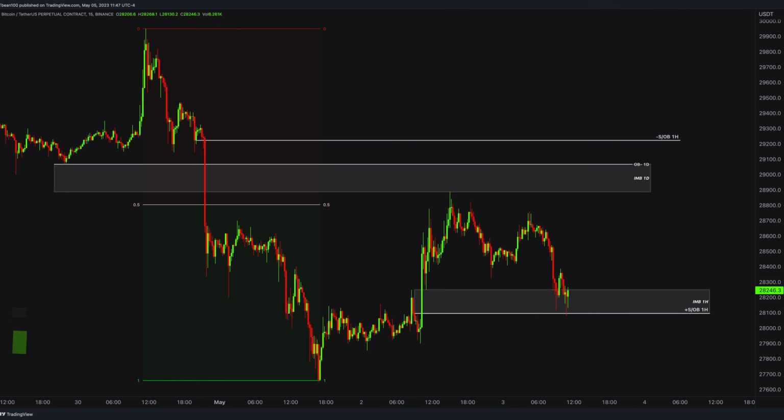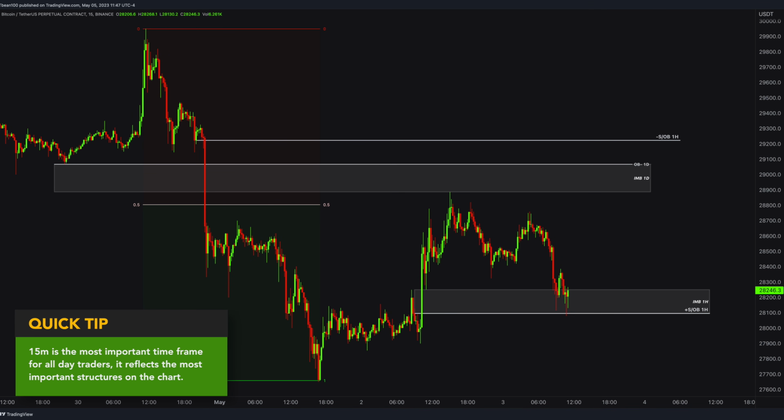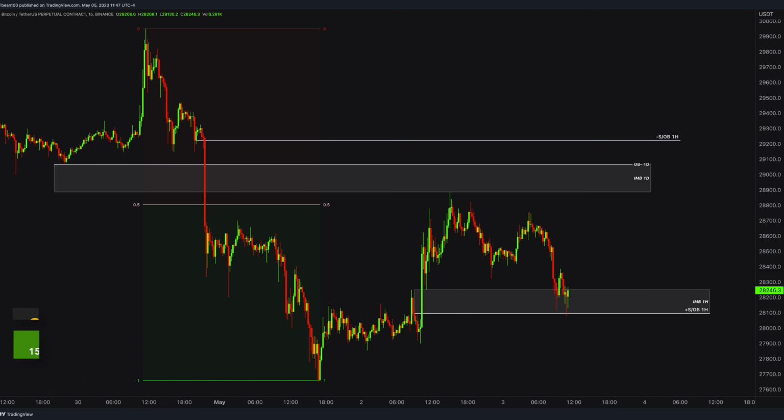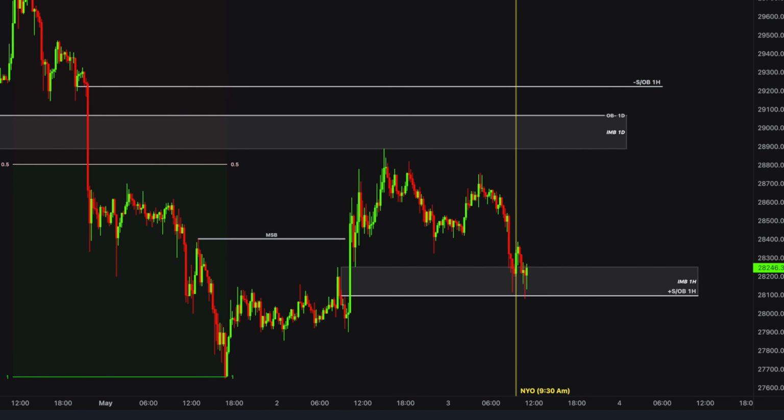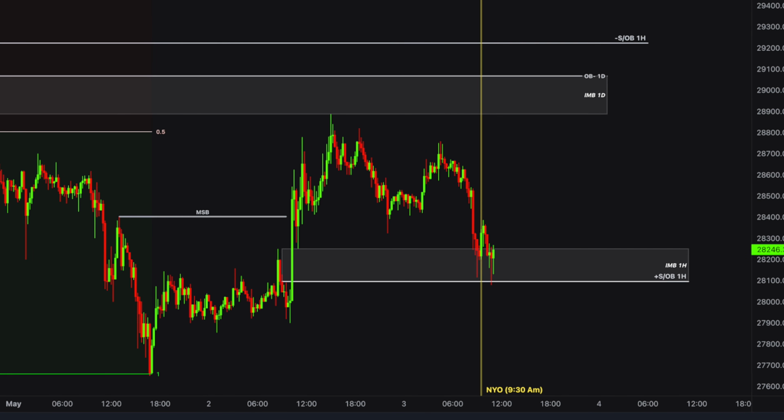All great. Now focusing on the 15-minute time frame. In my opinion, the most critical time frame for all day traders. First of all, remember to watch your New York opening session at 9:30 a.m. You can also notice the very clear market structure break. So, what should I do here? I'm looking for reasons for the price to move to the premium zone above. I also noticed this tiny imbalance below.